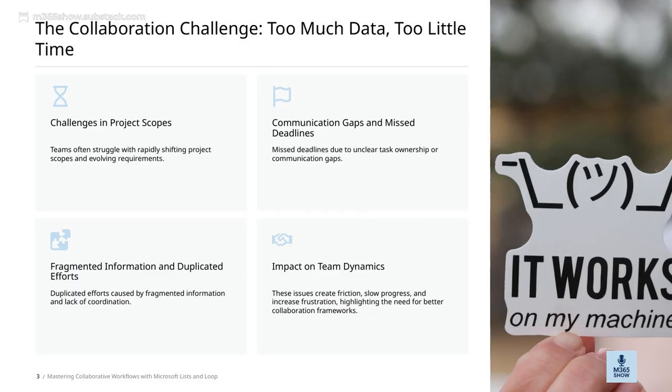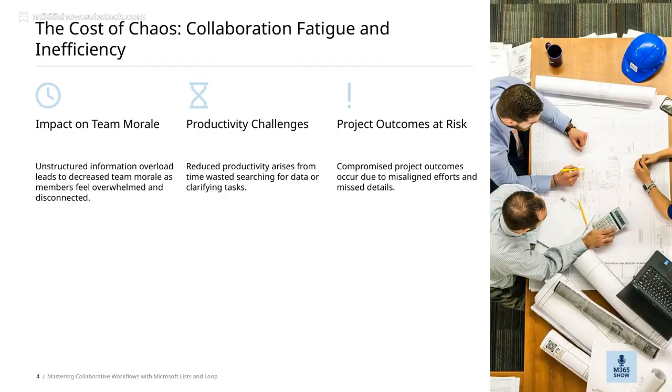All of these points underscore the importance of mastering collaborative workflows, something tools like Microsoft Lists and Loop can help us do better. Let's take a closer look at the cost of chaos in collaborative work. When efforts are misaligned or details are missed, project outcomes can suffer significantly. This miscommunication often leads to compromised results, putting the success of the project at risk.